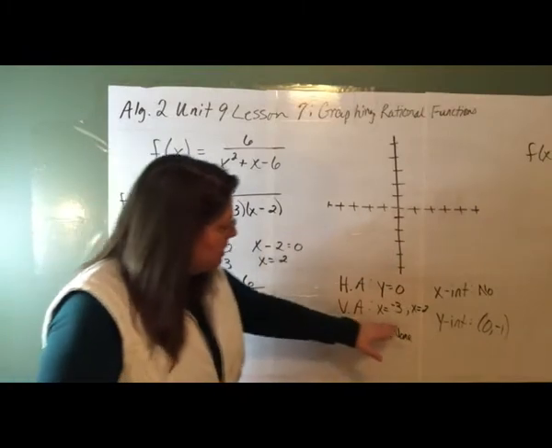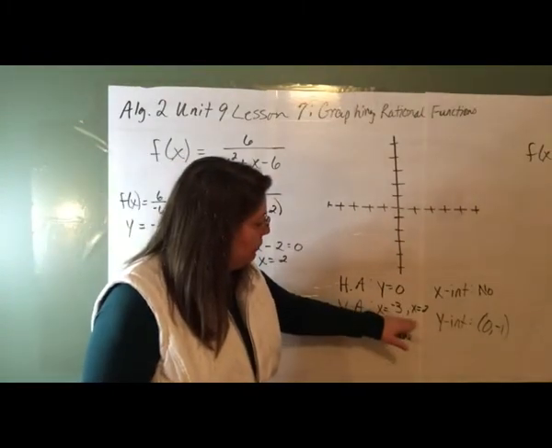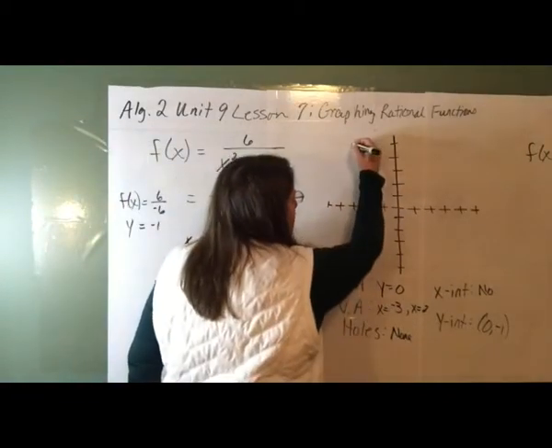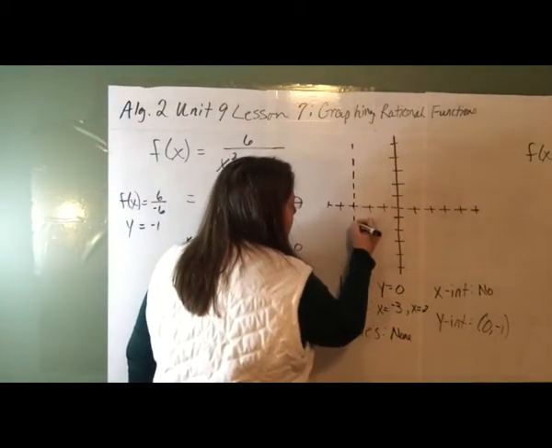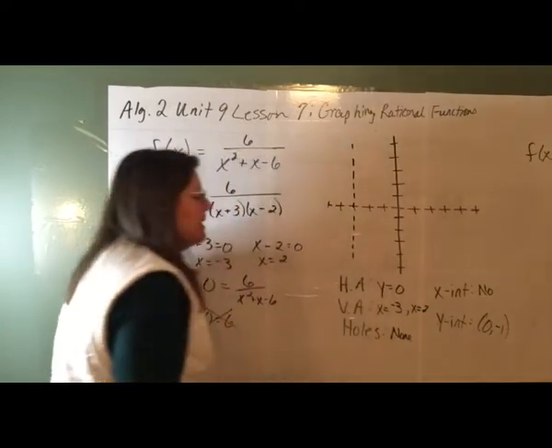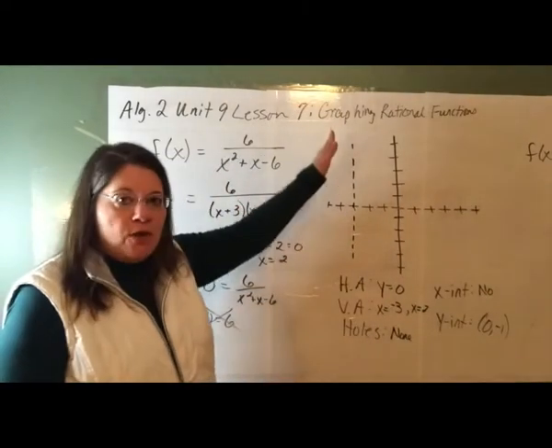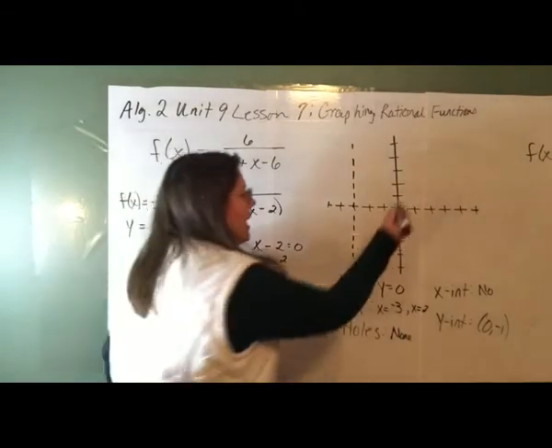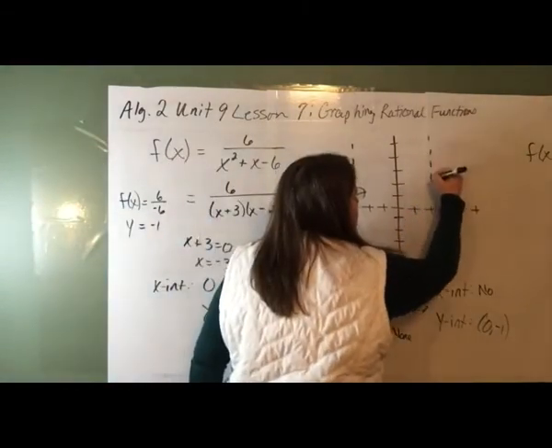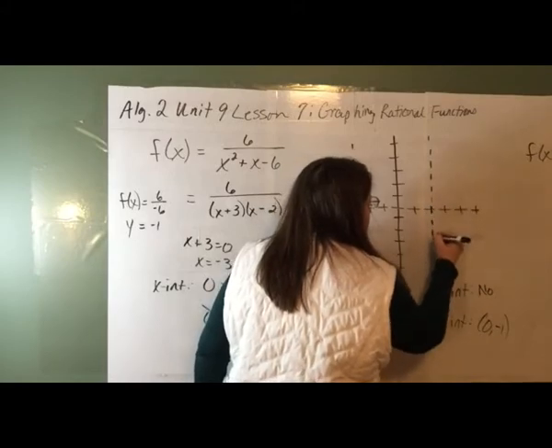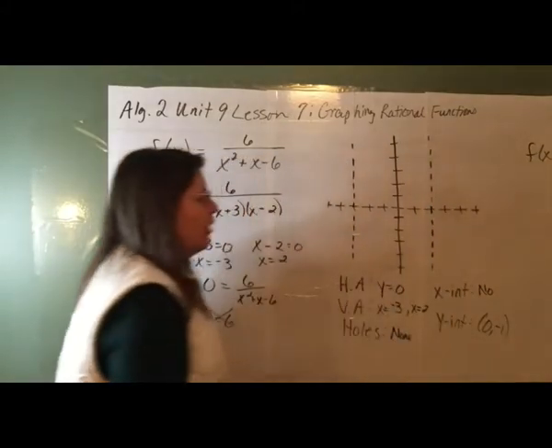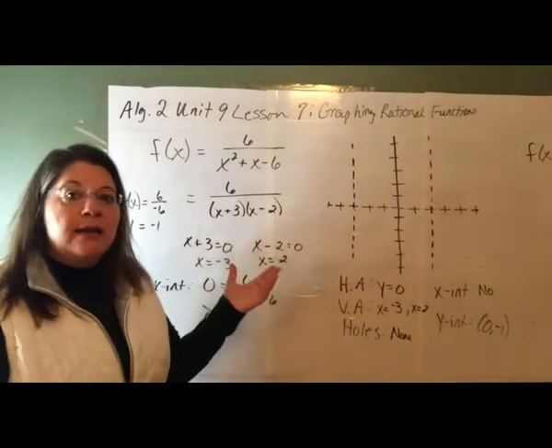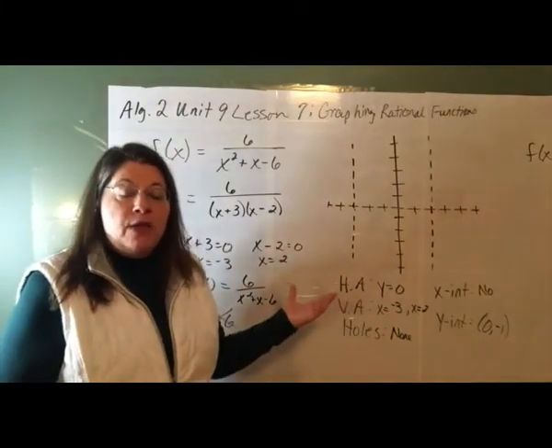Vertical asymptotes are x equals -3 and x equals 2. So at x equals -3, I'm going to have a vertical asymptote. I make that a dotted line because it's an asymptote. It's something that the graph will approach. And at x equals 2, I make another dotted line for an asymptote because that's something, again, that my graph will approach.